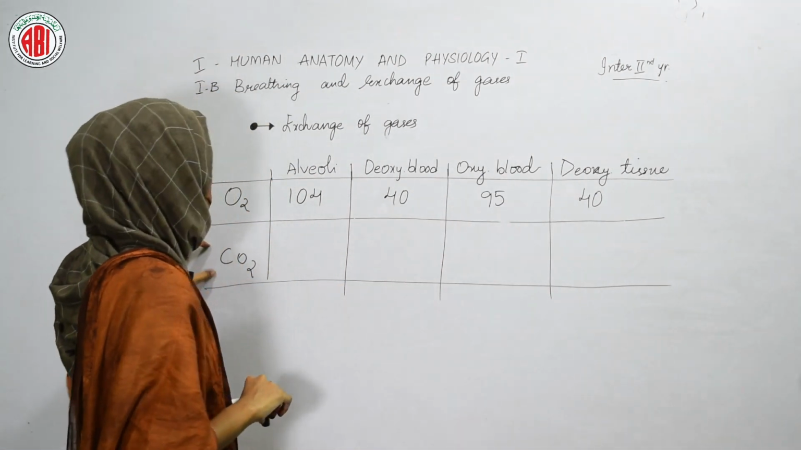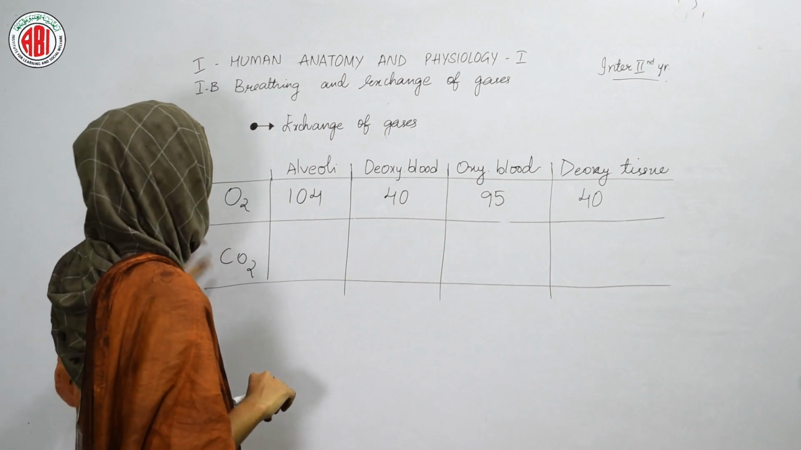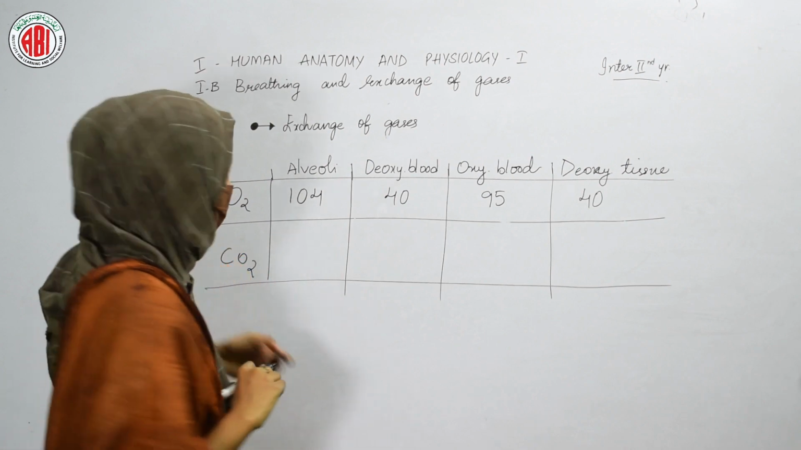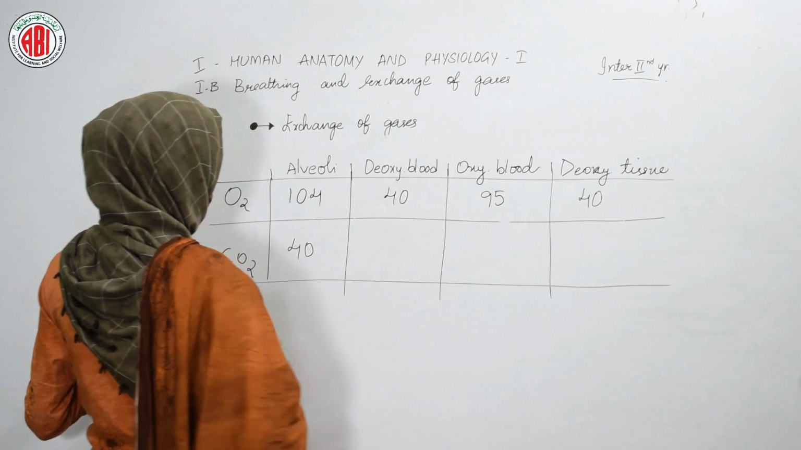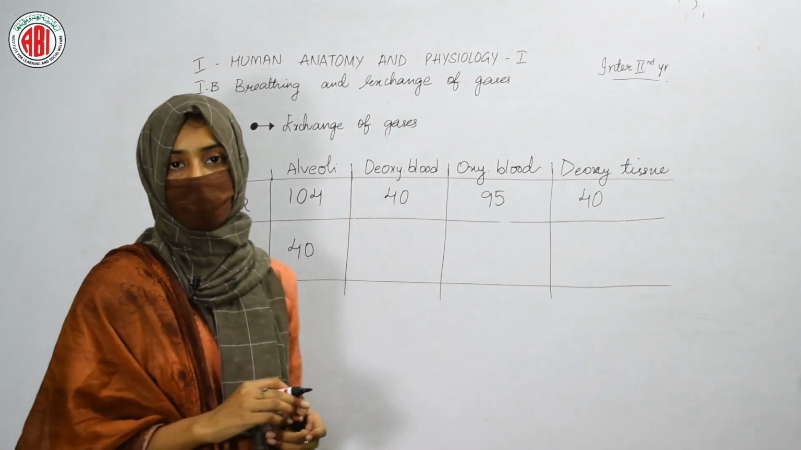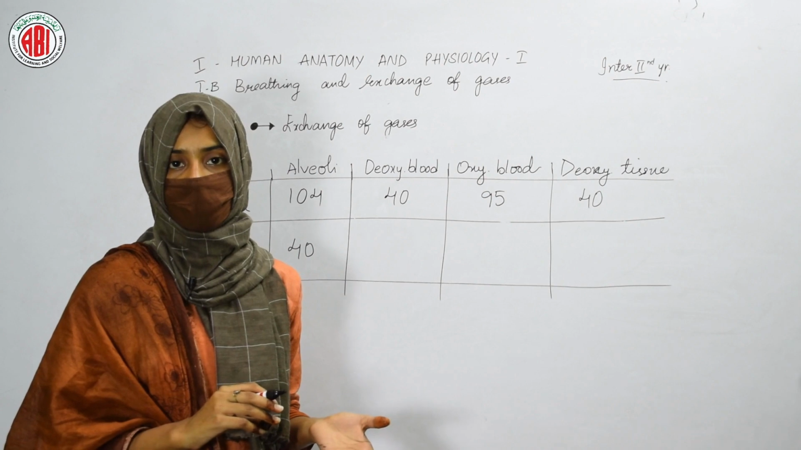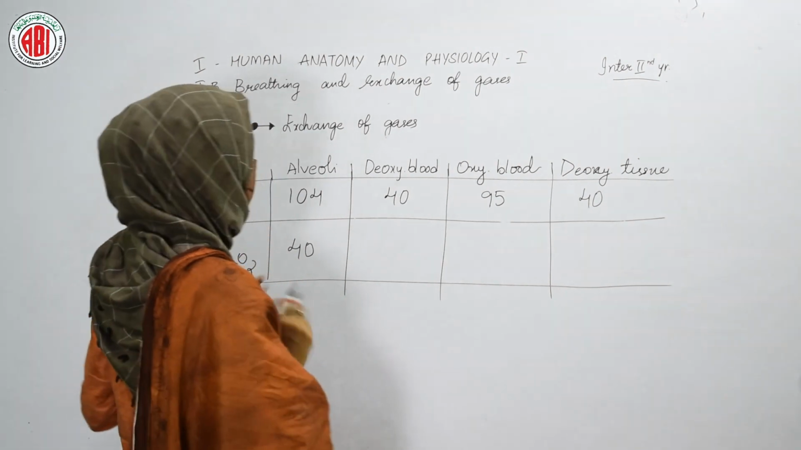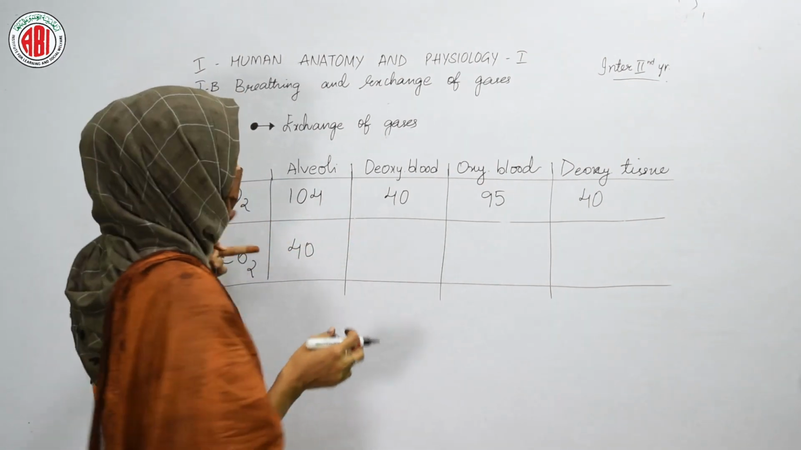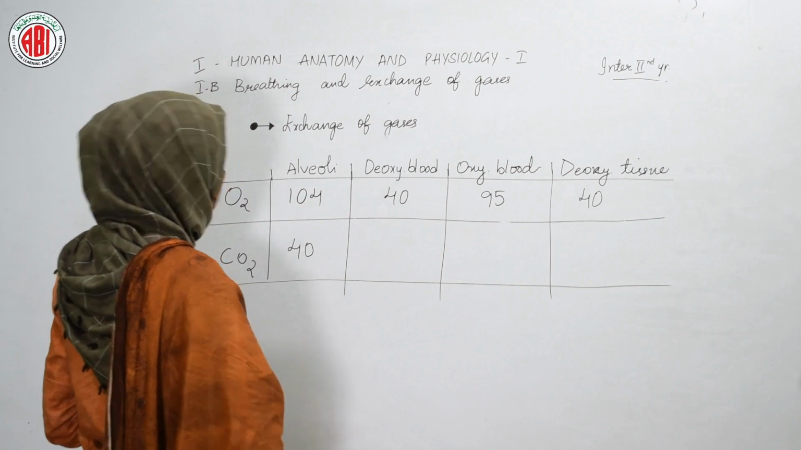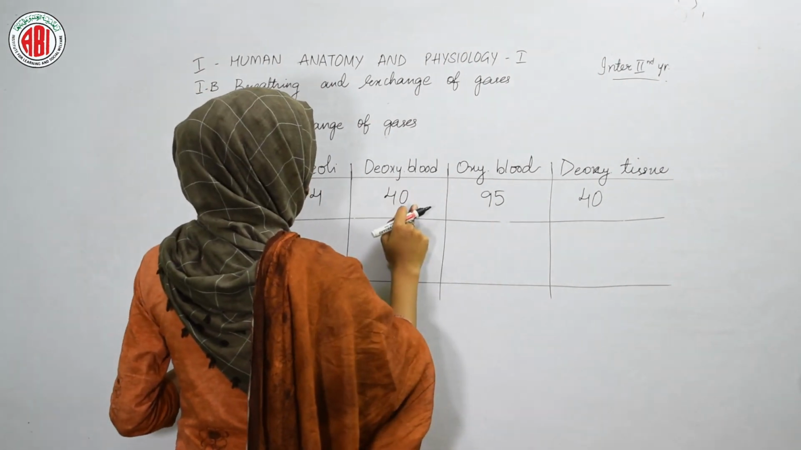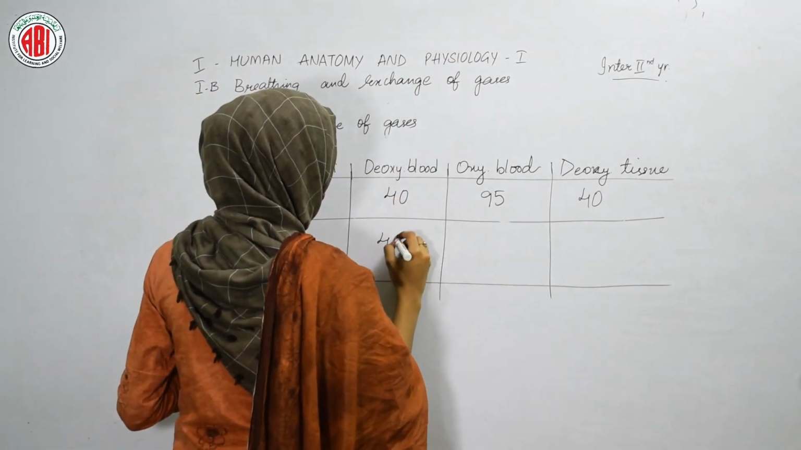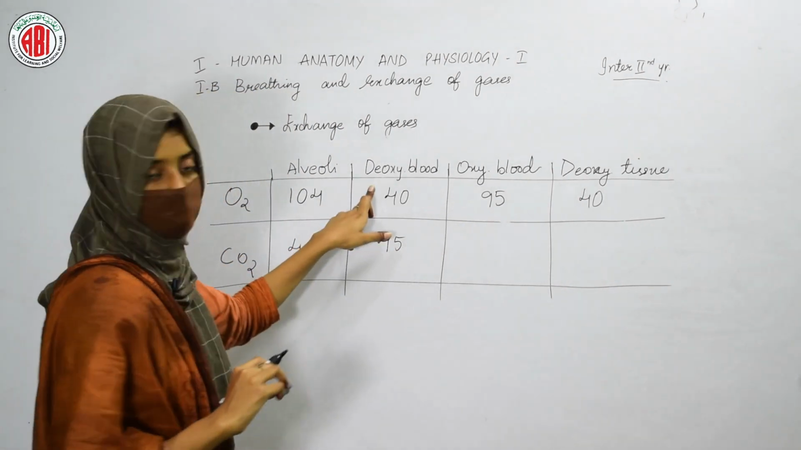Now let us see the range, the concentration or the partial pressure of carbon dioxide. In the alveoli, a low concentration of carbon dioxide is present, that is, the minimum partial pressure 40. And in the deoxygenated blood, as oxygen is not present in a higher concentration, carbon dioxide will be present in a higher concentration. They are inversely proportional. The partial pressures of both these gases are inversely proportional in the process of respiration. So, as the minimum partial pressure of oxygen is found in the deoxygenated blood, the maximum partial pressure of carbon dioxide is found in this deoxygenated blood.